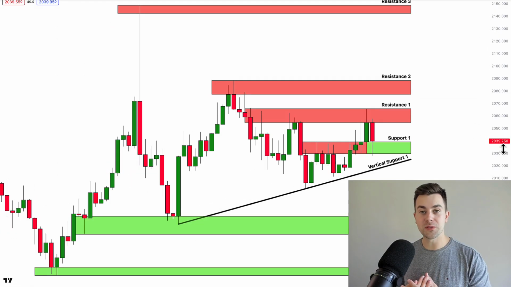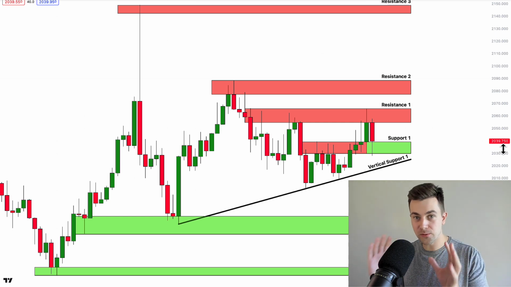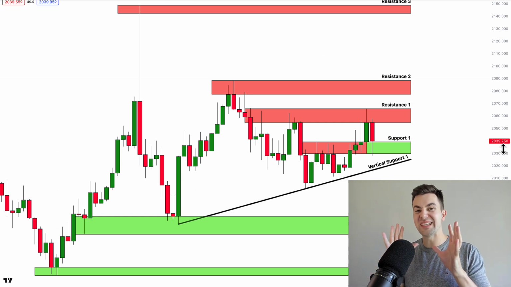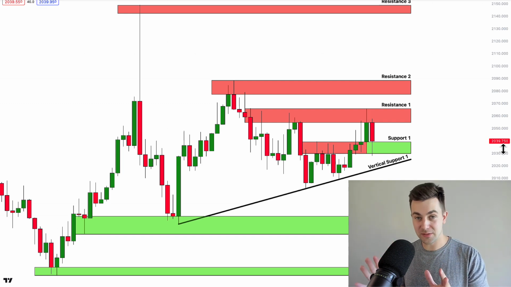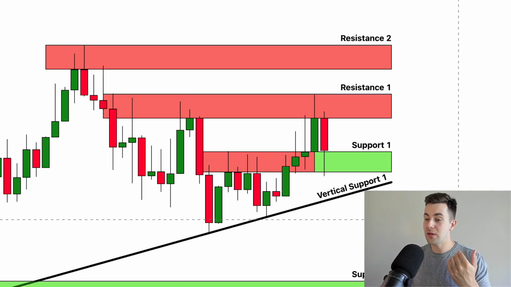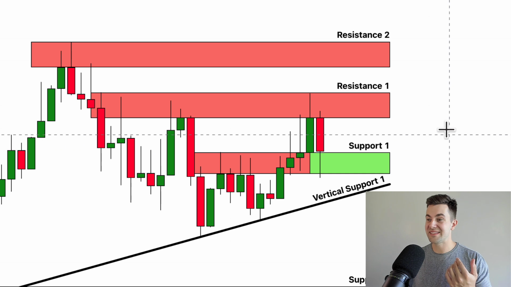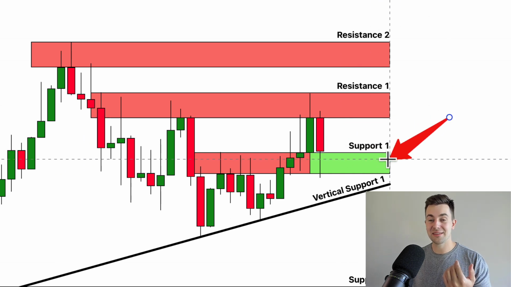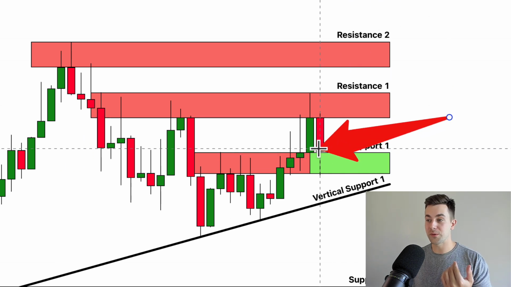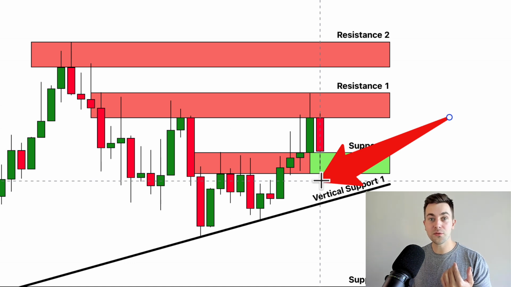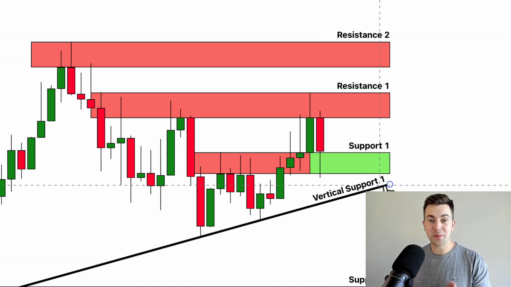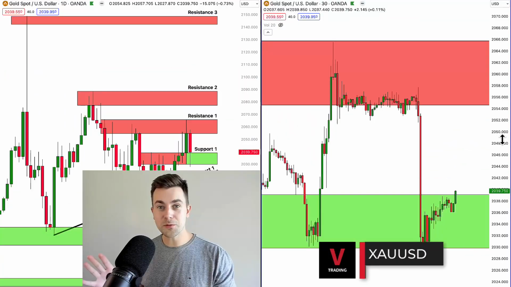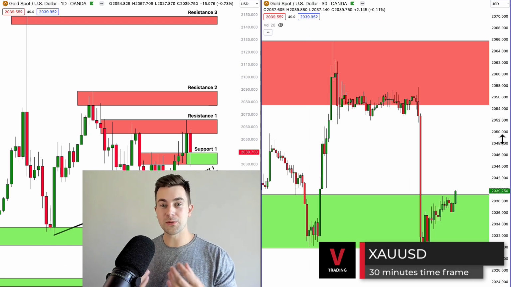And then once you executed the structure analysis, it is crucially important for you to let the price test one of the structures. You can see that gold successfully tested that horizontal support. We see the test of structure, and that will be the signal for you to start looking for a day trade. After you spotted the test of structure, you're gonna need the 30 minutes time frame.